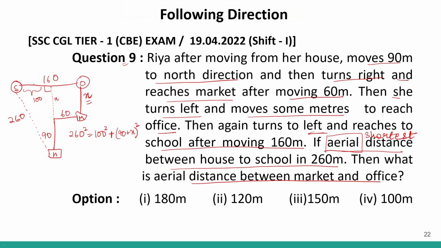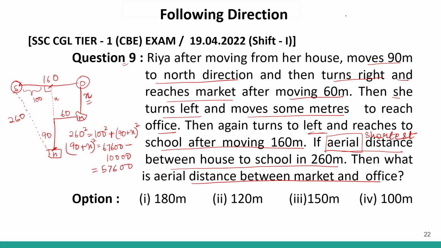According to the Pythagoras theorem, the square of this side plus the square of this side is equal to the square of this side. So 260 square will be equal to 100 square plus (90 plus x) square, correct? So (90 plus x) square will be equal to 260 square, which is 67600, minus, because this 100 square will go to that side, minus 10000. Correct? This is equal to how much?